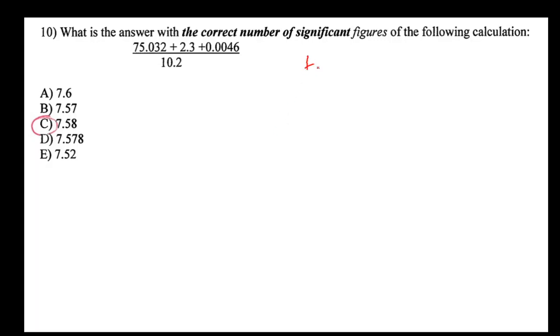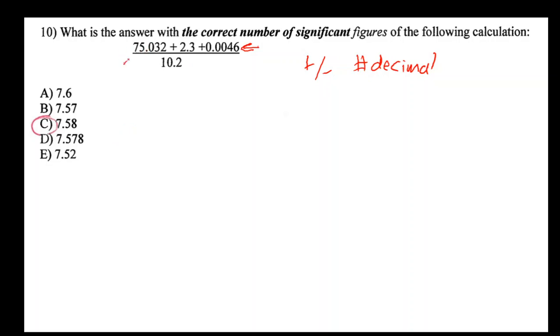So with adding and subtracting, it's the number of decimal places that determines where your significant figures stop. So in this case here, looking at this fraction, we want to figure out this top part here. So when you're adding numbers with significant figures, the number with the least amount of decimal places determines the amount of decimal places in the new answer.